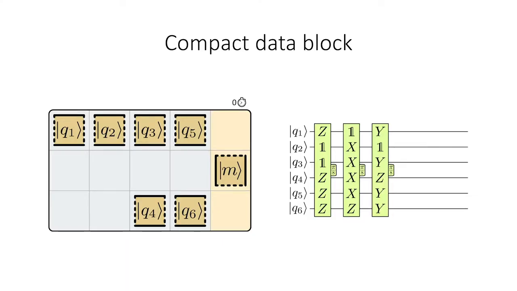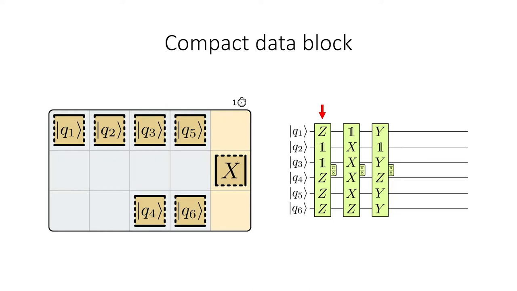Here's an example of a 6-qubit data block with some adjacent distillation block, which we still treat as a black box. If our 6-qubit computation starts with this Z-type pi over 8 rotation, well, that's easy. It only involves z operators that we can do right away by just measuring Z1 Z1 Z Z Z times Z.